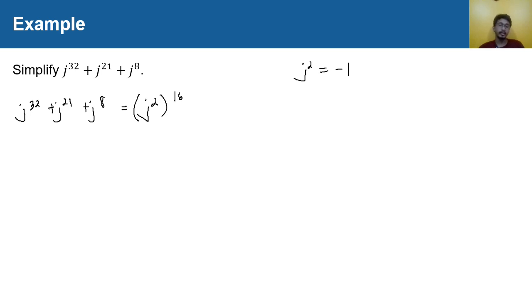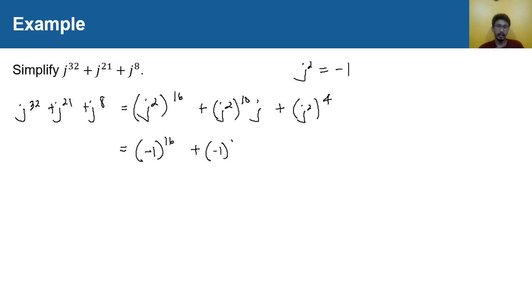So this is equal to j raised to 32. And then plus, again, we have j squared raised to 10, so 20, then you have a remaining 1, so we have times j, plus j squared raised to 4 for the 8. Okay? And then, as you can recall, j squared is equal to negative 1. We have negative 1 raised to 16 plus negative 1 raised to 10 times j, and then plus negative 1 raised to the 4th power.